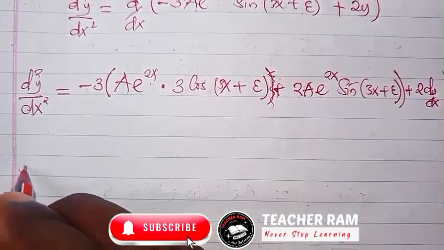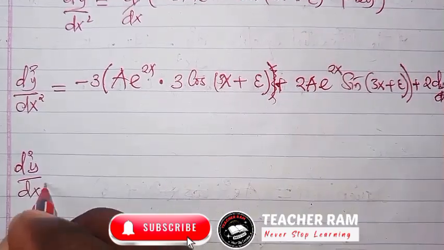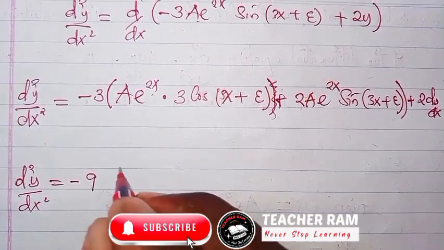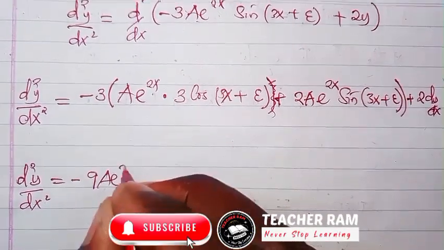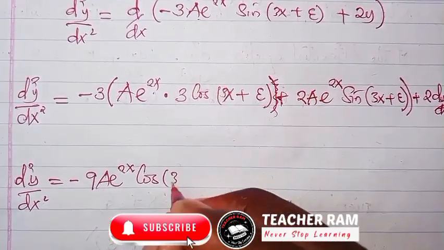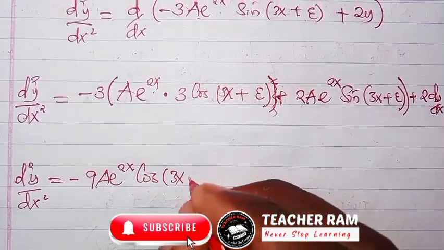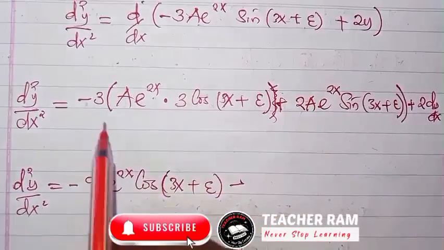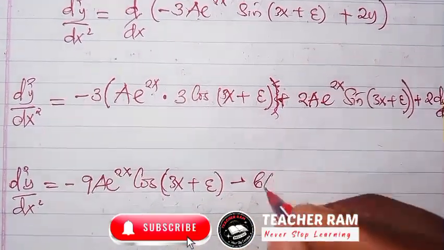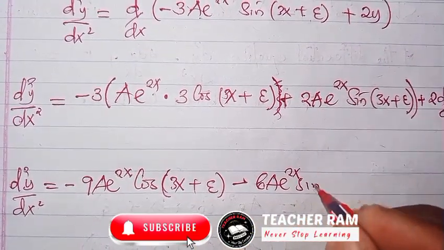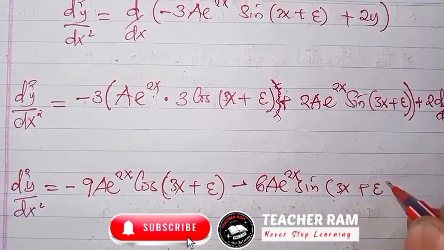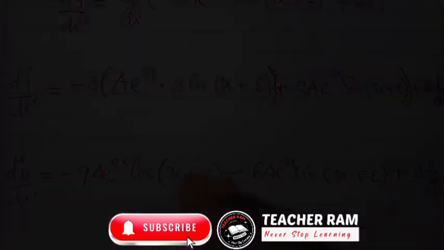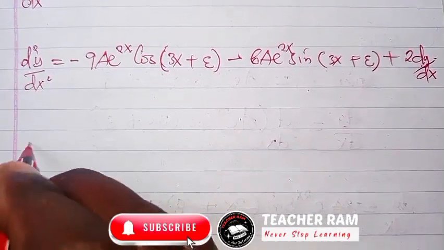So let us arrange it properly. The second derivative of y will be equal to, open here, negative 9 a e^(2x) cosine of (3x + epsilon), then minus here negative 3 and 2, it will be negative 6 a e^(2x) sine of (3x + epsilon), then plus 2 dy/dx. So after that, let us set it like this.